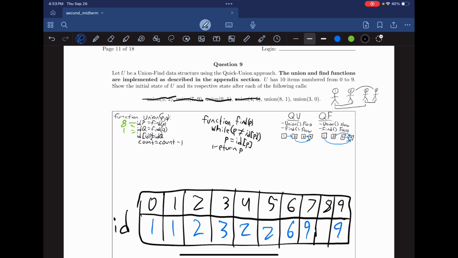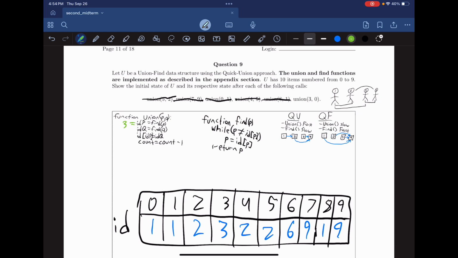Does that line up? All right. And then we have our one last call, union of 3, 0. So our P is 3, and our Q is 0, so IDP equals find of 3. We look at index 3 and we check if it's equal to its value. It is. So we go ahead and set IDP to 3.